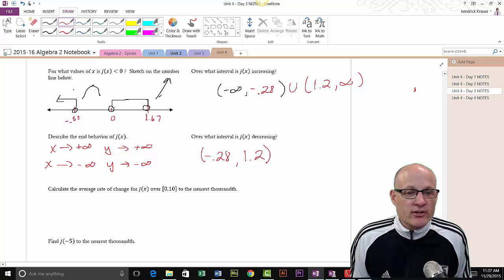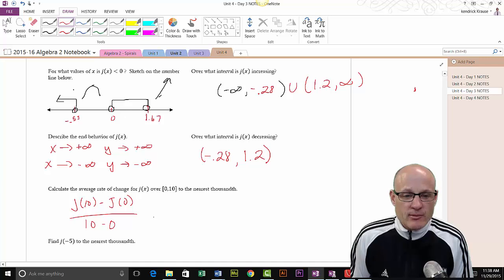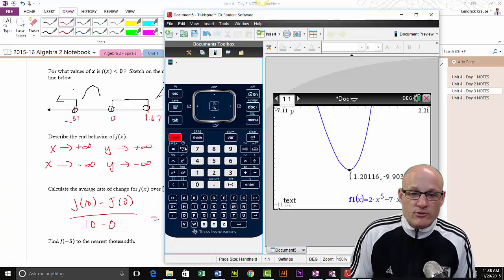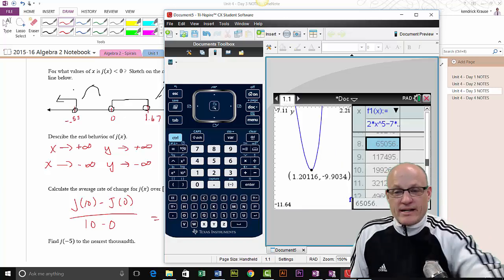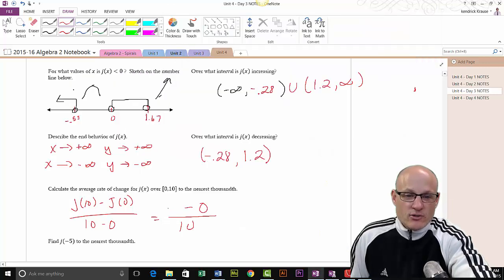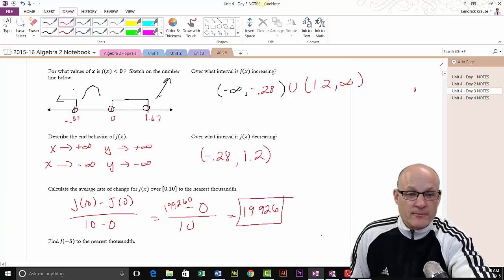Calculate the average rate of change. Okay, so we're going to do, what is this? J of 10 minus j of 0 all over 10 minus 0. Well, the denominator is 10. This is minus 0. So all I got to do is figure out what j of 10 is. So let me go over here to my table, Control T, figure out what j of 10 is. 199,260. When I divide those, I get 19,926. So there's my average rate of change from 0 to 10.